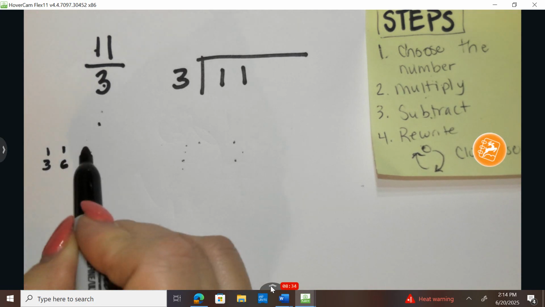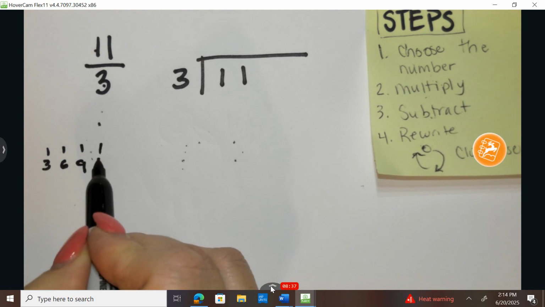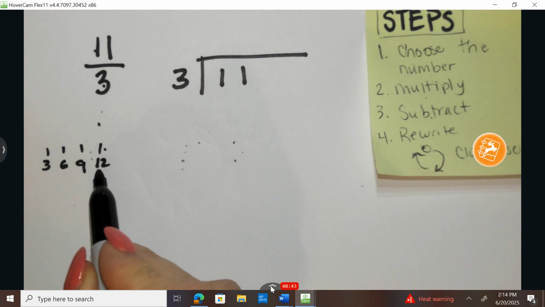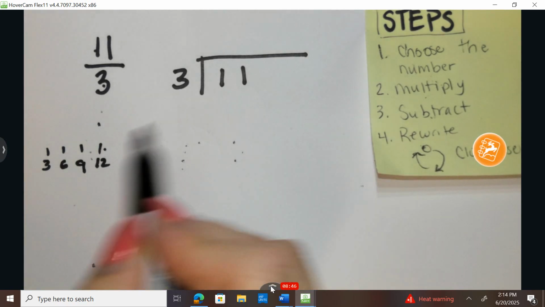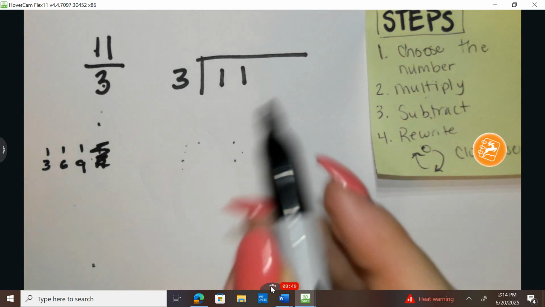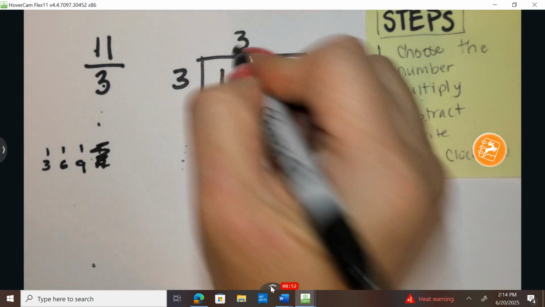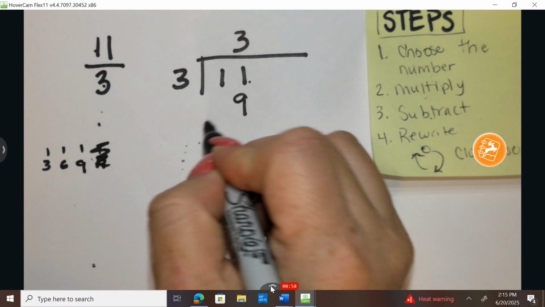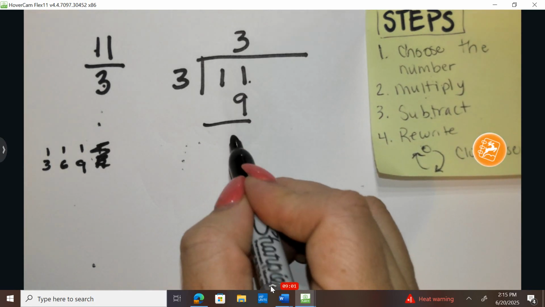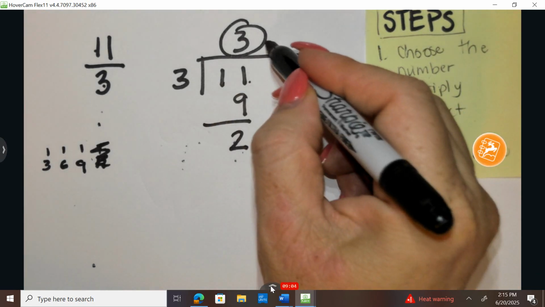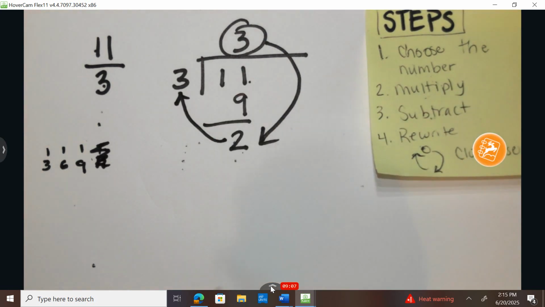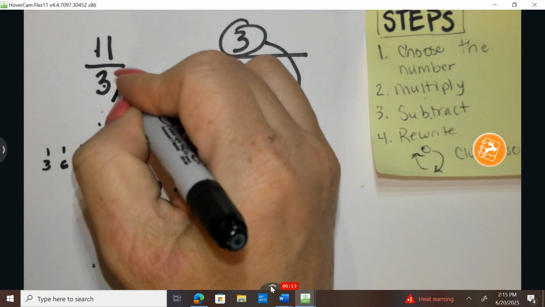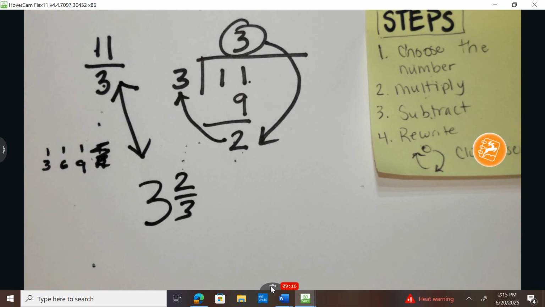If I have 2 groups, I have 6. If I have 3 groups, I have 9. If I have 4 groups, I have 12. But I can't go past 11. Notice that if I have 4 groups of 3, I'm all the way up to 12, and that's past 11. So I can fit in 3 groups of 3 without going beyond 11. So I put a 3 up top. I chose my number. Now I'm going to multiply. 3 times 3, or 3 groups of 3, is 9. And then I'm going to subtract. 11 subtract 9 is 2. That's the whole number. And here is the proper fraction. 3 and 2/3. These are equal values. They're just in different forms.